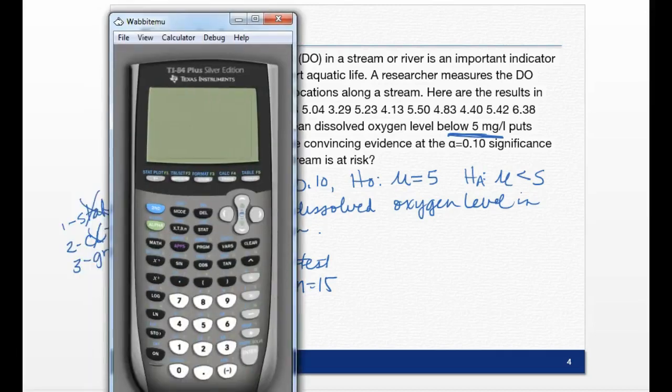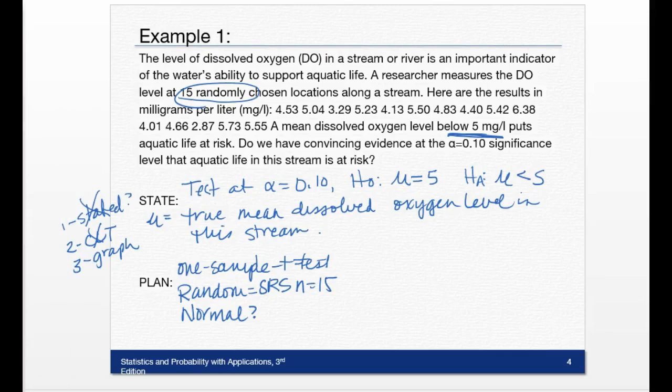So in my calculator, I've already entered the data, and here it is. Here's what the box plot looks like. You can see it's basically symmetrical, and it has no outliers. And that's all we need to know. So I'm going to sketch the box plot on my paper.